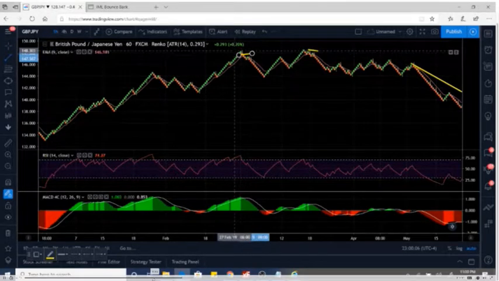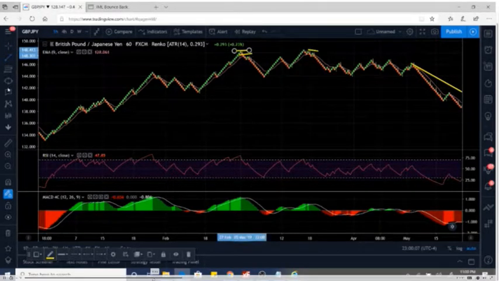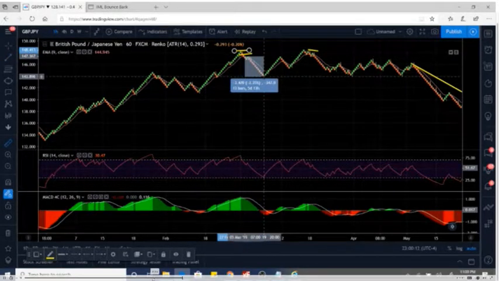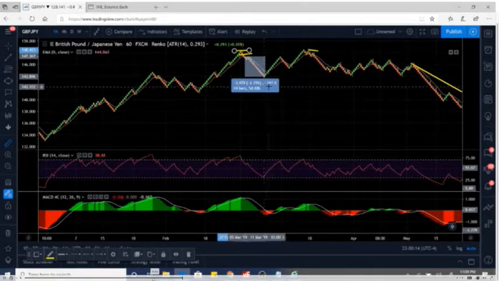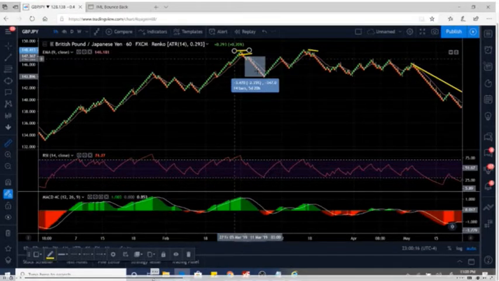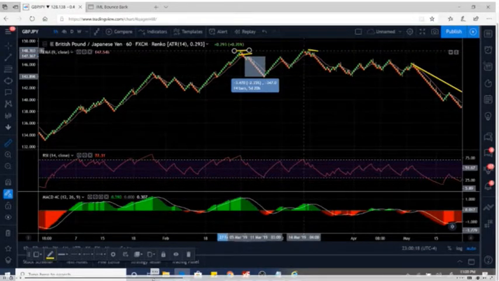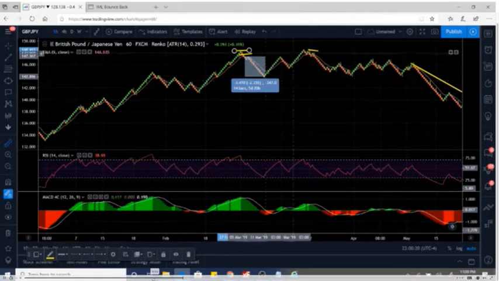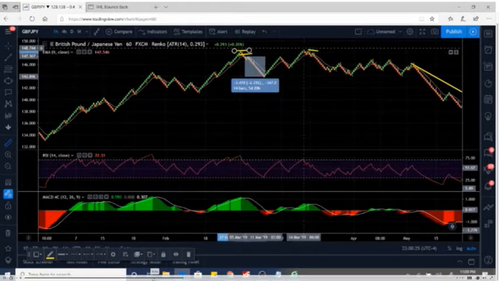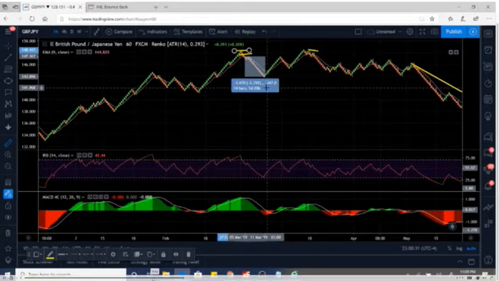Oh, why is this moving so slow? So if my entry is there on that brick, just that down move right there, 347 pips. Just on that move right there, before that pulled back. 347 pips. Right?